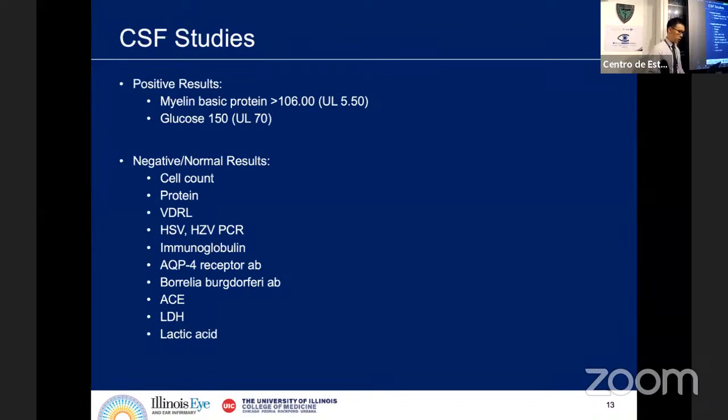The only positive results that came back were non-specific elevation of myelin basic protein and slightly elevated glucose. But interestingly, we tested for all these infectious and autoimmune conditions, which all ended up being negative, both in the serum and the CSF.